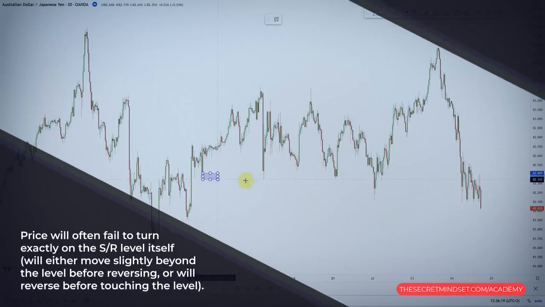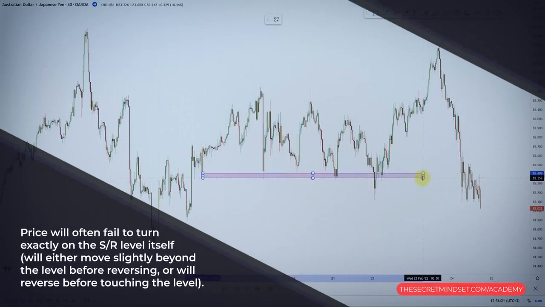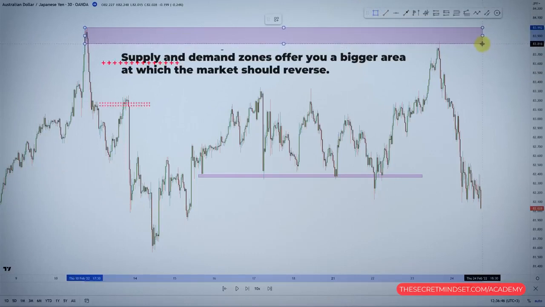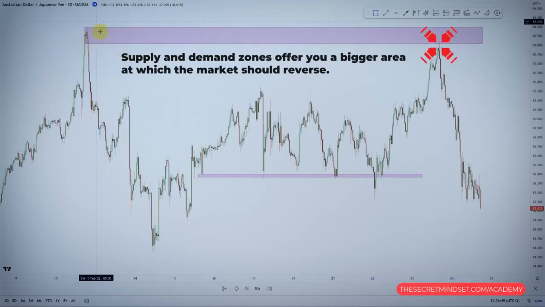Probably the biggest problem when trading support and resistance levels is the fact that price will often fail to turn exactly on the level itself. You know it so well. You expect a perfect bounce when you place your level, but oftentimes, price will either move slightly beyond the level before reversing, or will reverse before touching the level. And that's the main advantage of supply and demand. They offer you a bigger area at which the market should reverse. You don't have to find an entry at an exact point. You have a whole zone you can use to place your positions.